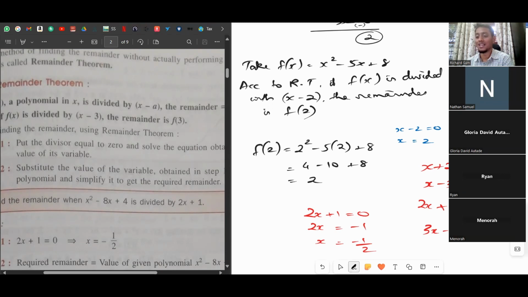What's the remainder? F of 2 upon 3. Amit, you're not listening. Do you understand how we got this? Take the minus 2 to the right first, it will become plus 2, and then the 3 goes down. Any doubt? Okay, now look at this question here.